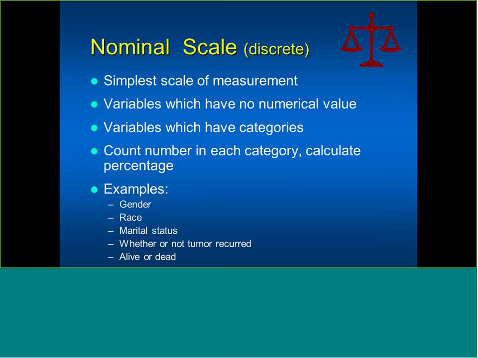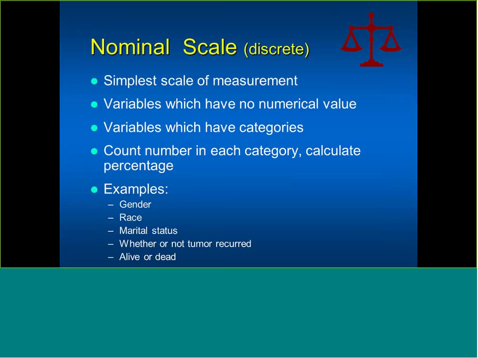Let's start with the simplest scale, and all of you will be collecting data measured on a nominal scale. The variables have no numerical value. They have categories, and you count the percent in each category. For example, if you collect gender, you have 2 categories, male or female. You have race categories, marital status, whether or not a tumor occurred, or alive or dead. So these are variables that just have categories. They don't actually have numbers that you can add and subtract, multiply, and divide.